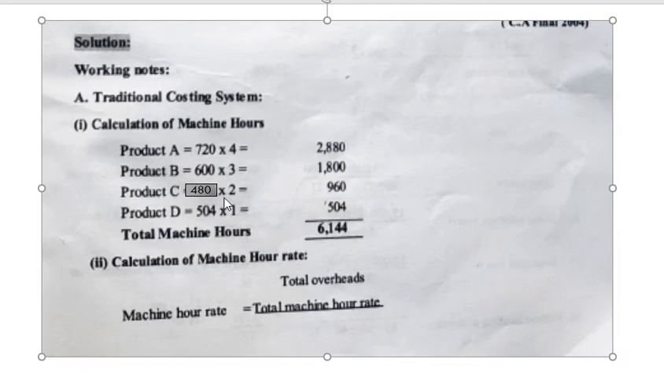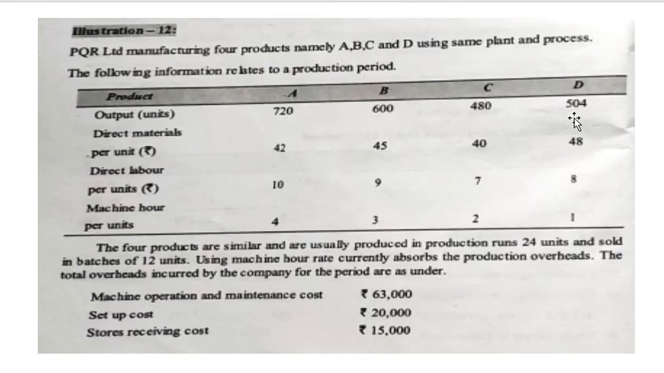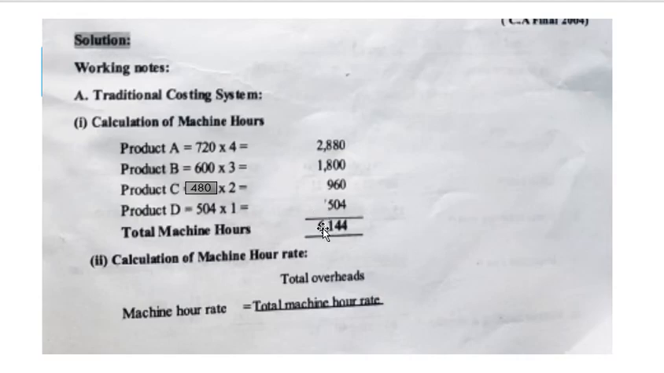For product C, the units produced are 480 and it takes 2 hours for one unit, so 480 into 2 gives you 960. Then for product D, the number of units produced is 504 and it takes 1 hour for producing one unit, so 504 units take 504 hours. So the total machine hours is 6,144.